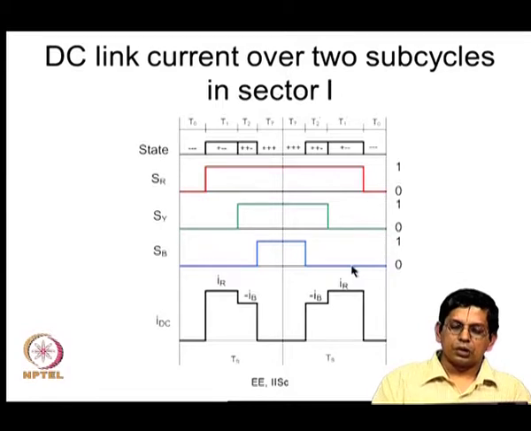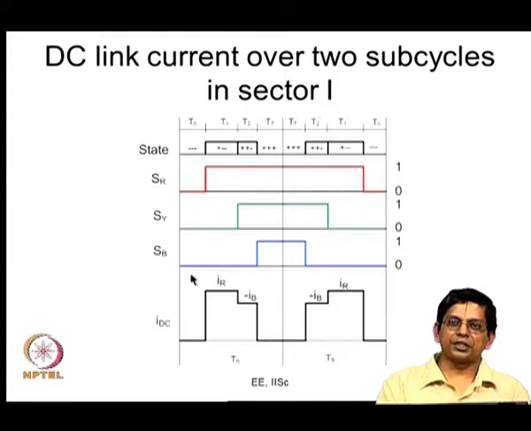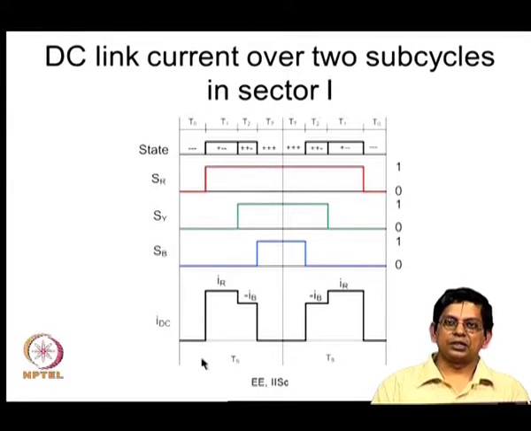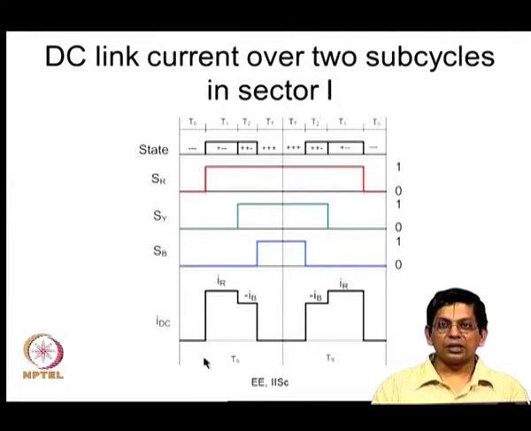Now, what happens? You have minus minus minus. What does minus minus minus mean? All the switching functions SR, SY and SB are 0, that is all the 3 bottom devices are on. So, the top devices are off. So, you go by your expression SRIR, that is 0, SYIY is 0, SBIB is 0, and therefore, the DC link current is 0. That is, there is no current flowing between the DC side and the AC side, and that is the reason why you call it a 0 state.